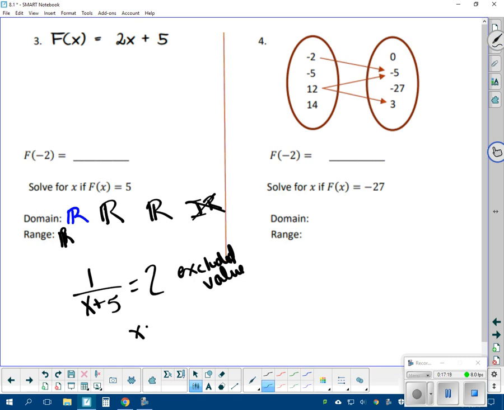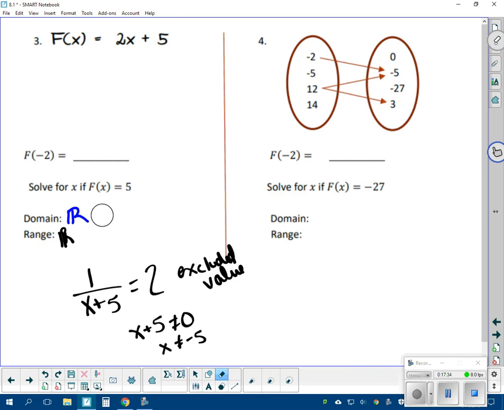Well, it would happen when x plus 5 equals 0. So we'd subtract 5, so x could not equal negative 5. So we could not have a domain of all real numbers here because x doesn't equal negative 5. So that would be something that would not be in the domain. So that's how you come up with things not in the domain.